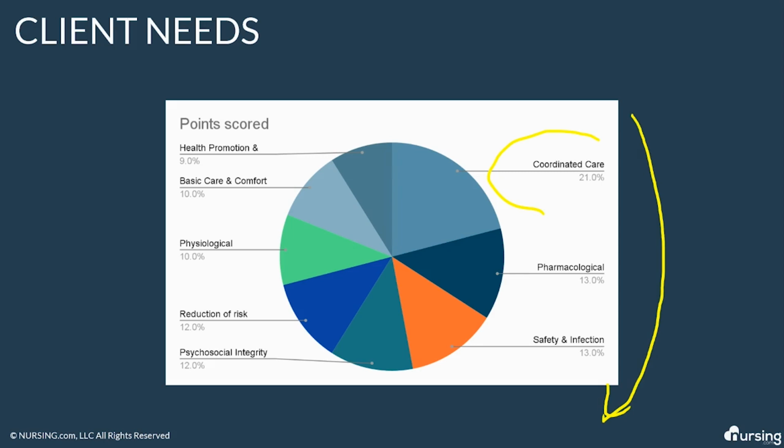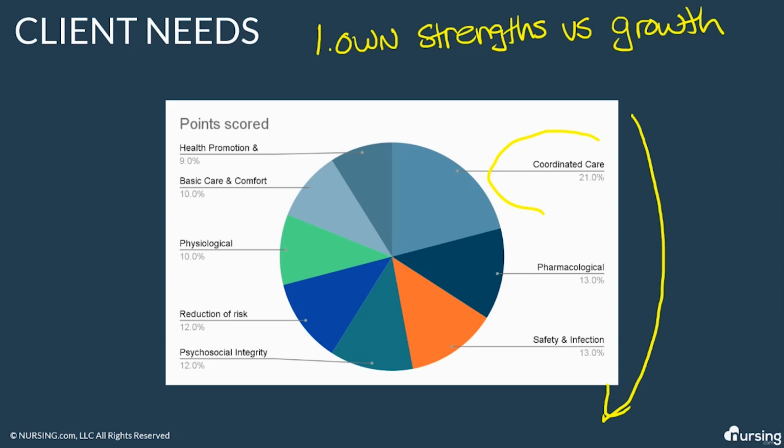Why is that so important? Well, it's important to know, one, you need to know your own strengths and areas to grow for this test, correct? But also, you want to know where the biggest chunks of these questions are in the NCLEX. And I could see right now that coordinated care, pharm, and safety and infection control are about 50% of my test. So I know I could focus on these questions.